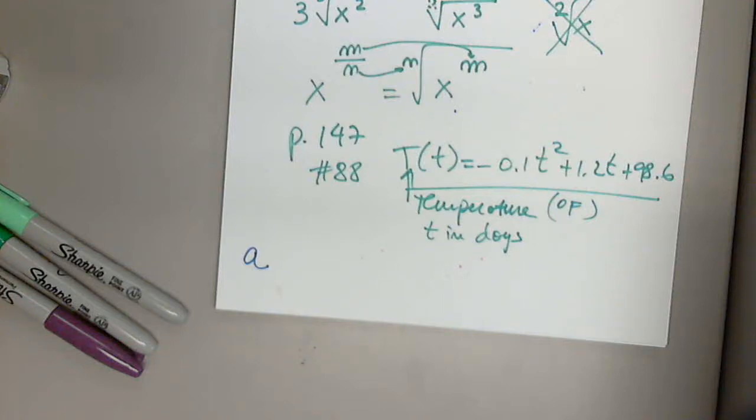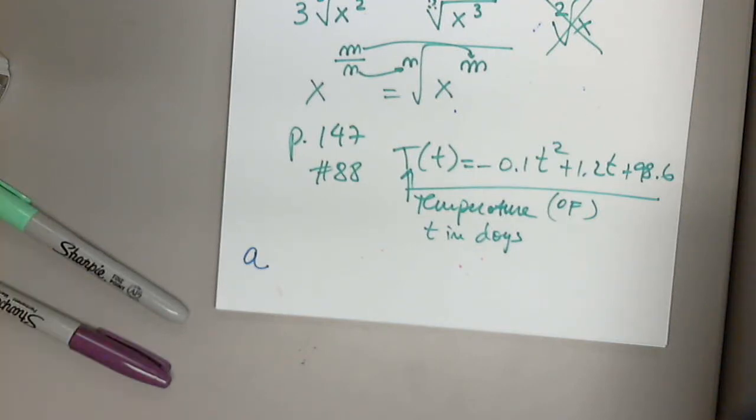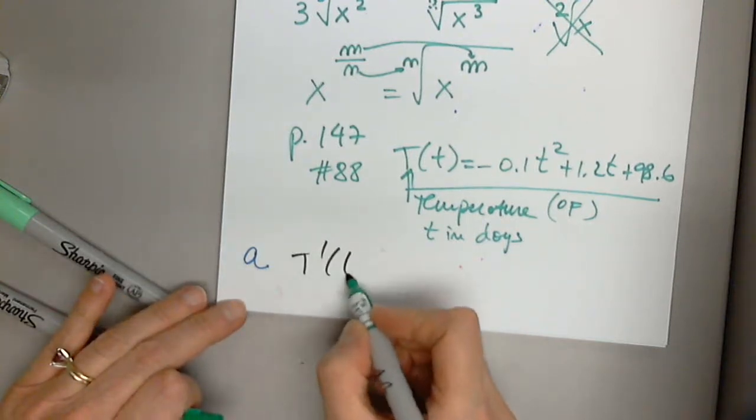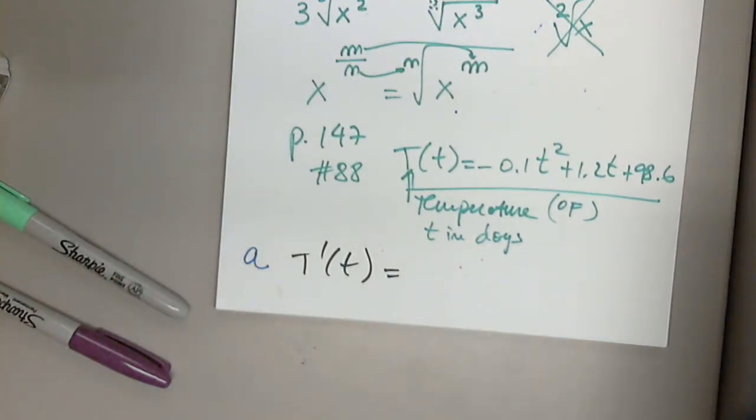We're asked to find the rate of change of temperature with respect to time. That's it. No t is given to us. So what are we asked to find? The rate of change of temperature at any point. We're not given a particular point in time. We're asked to find T prime.